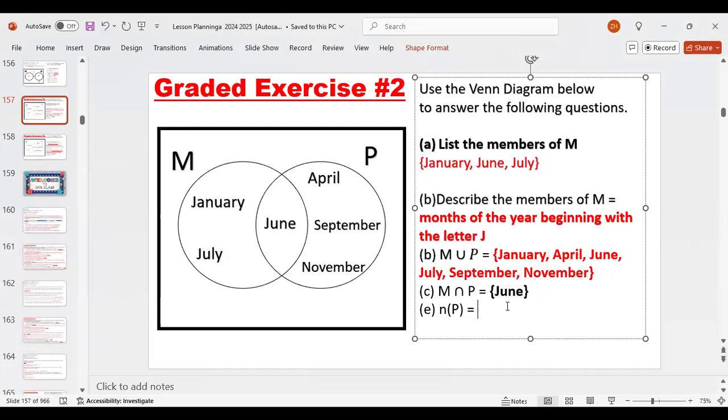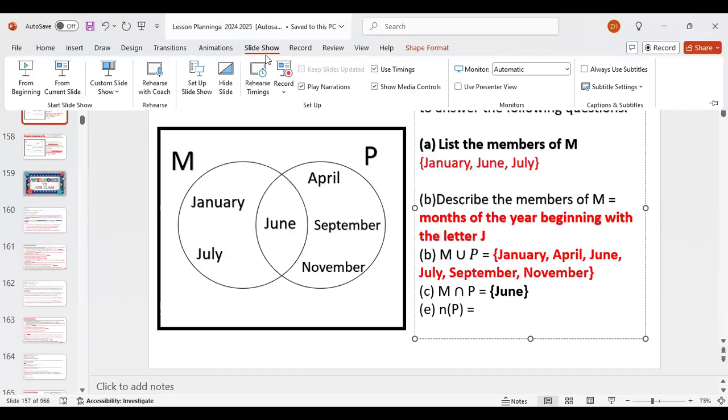And now I want, what does this mean? Intersect in the P. The number of elements in P, which is 4. The number of elements in P, right? So it's going to be 4.